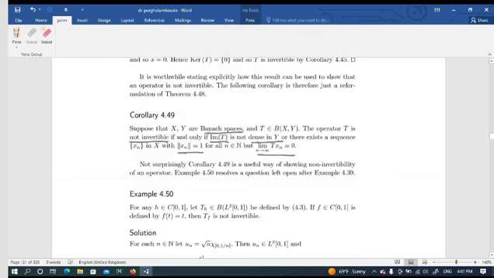Suppose that X and Y are Banach spaces and T is a bounded linear transformation from X to Y. Then the operator T is not invertible if and only if the image of T is not dense in Y, or there exists a sequence xn in X such that the norm of xn equals 1 for all n, but the limit of T of xn equals 0.